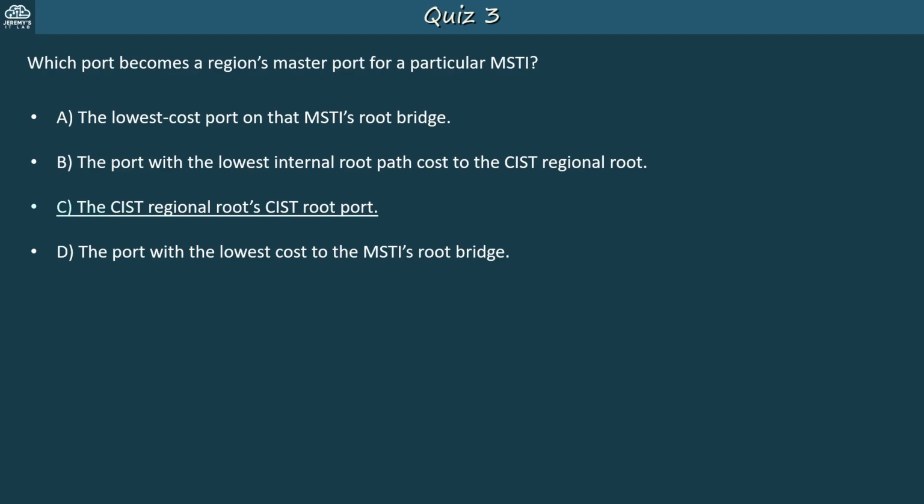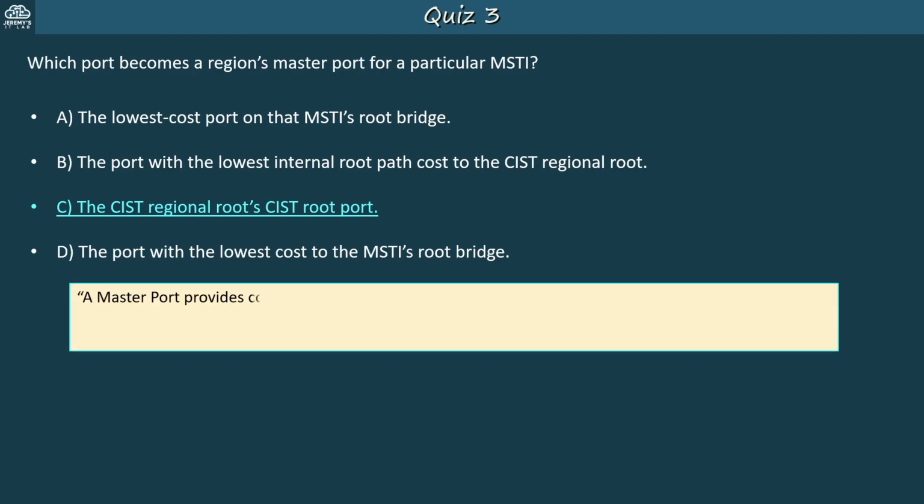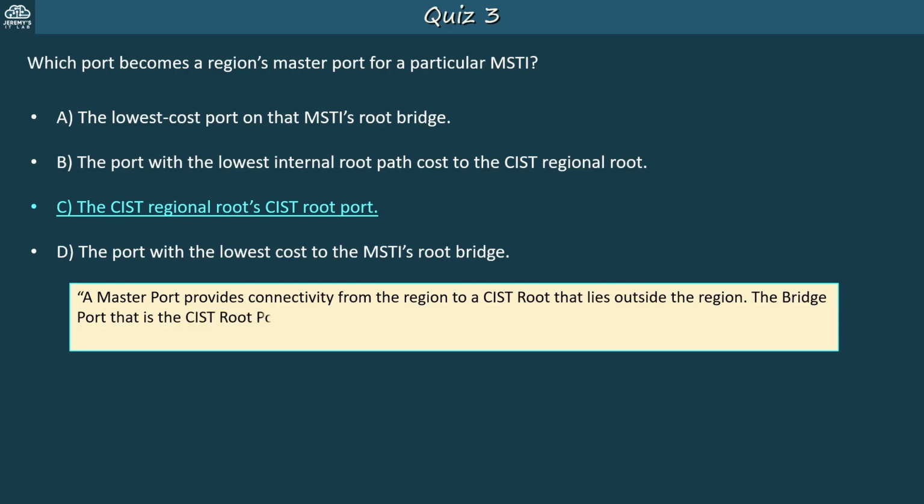Okay, the answer is C, the CIST regional root's CIST root port. Instead of me explaining it again, let's look at a quote directly from the 802.1Q-2022 standard, which contains the current definition of MSTP. A master port provides connectivity from the region to a CIST root that lies outside the region. The bridge port that is the CIST root port for the CIST regional root is the master port for all MSTIs. So C is correct.